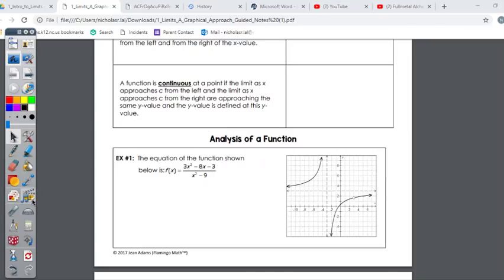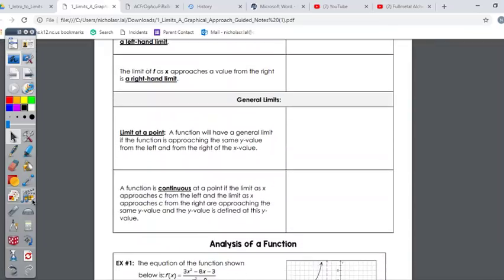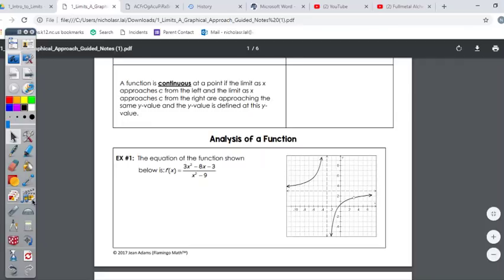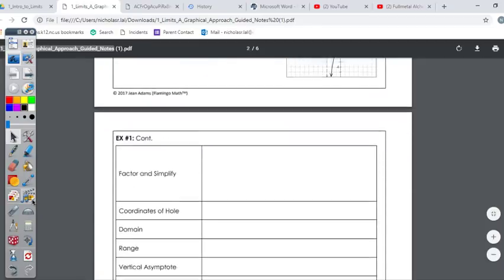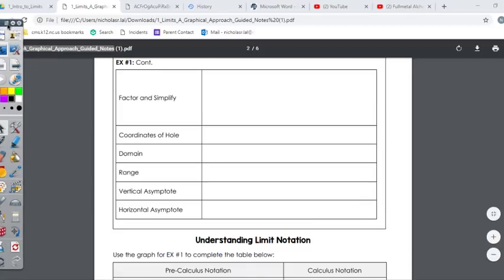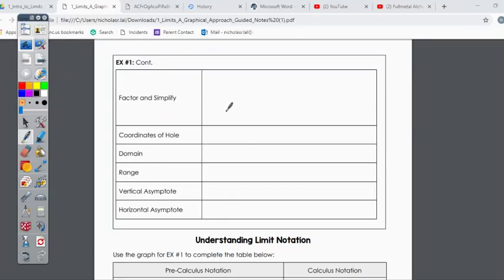All right, so let's look at the analysis of the function. The equation of the function is shown below. This is 3x squared minus 8x minus 3 over x squared minus 9. This is what the function would look like if you plot it out. So, continuing problem 1, we need to factor and simplify.